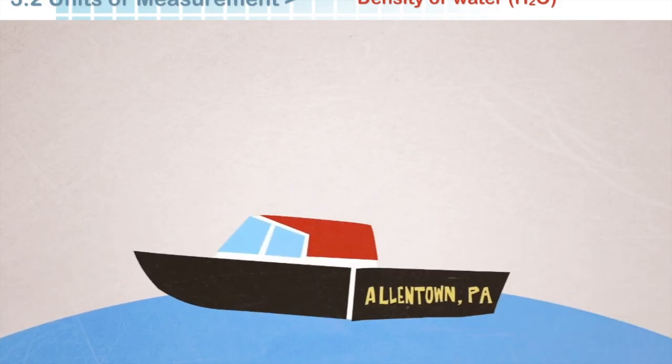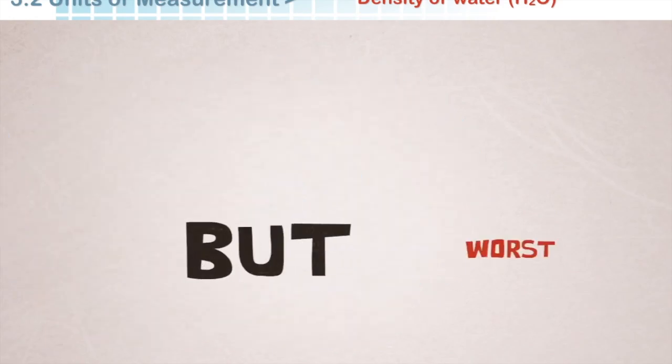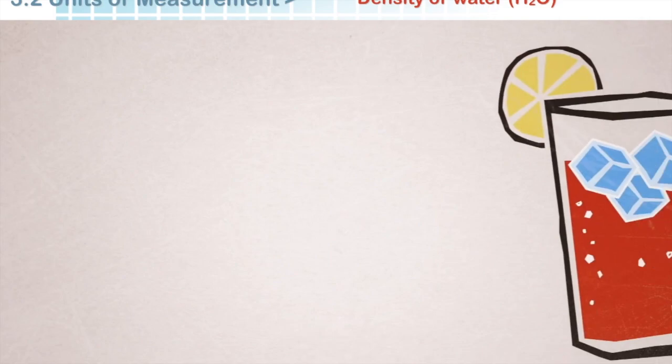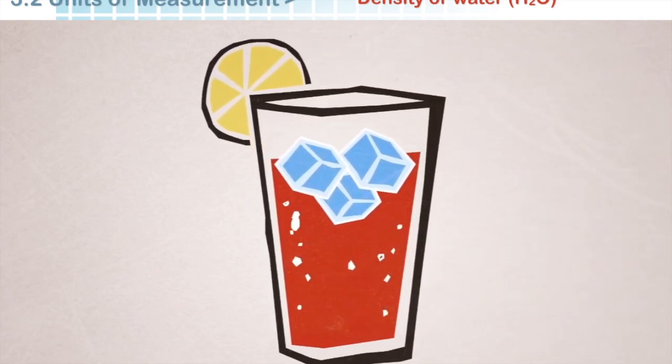In fact, forget the oceans as we know them, which at over 70% of the Earth's surface area regulate the atmosphere of the whole planet. But worst of all, there would be no iced tea. Iced tea.